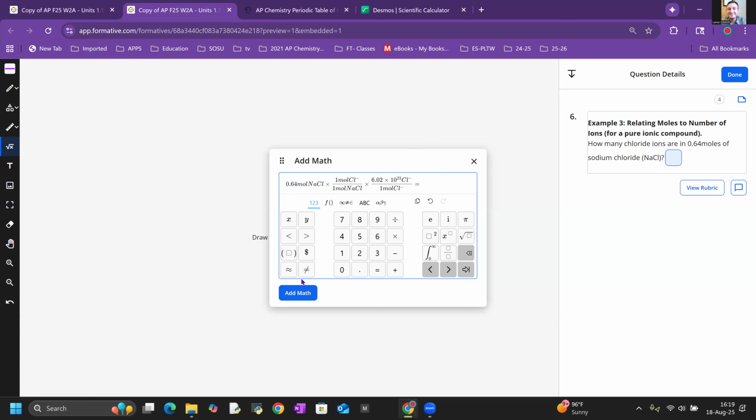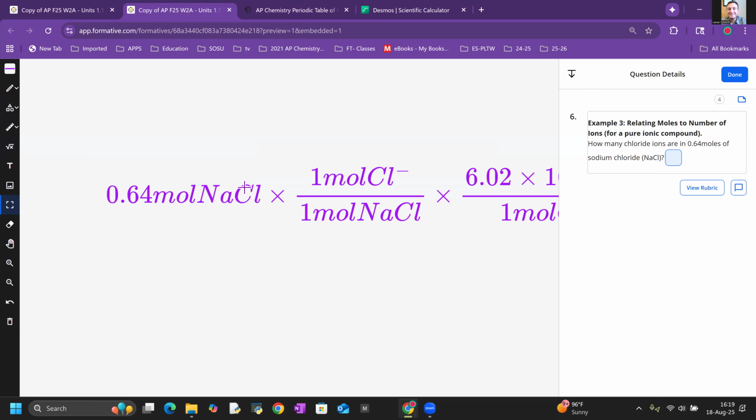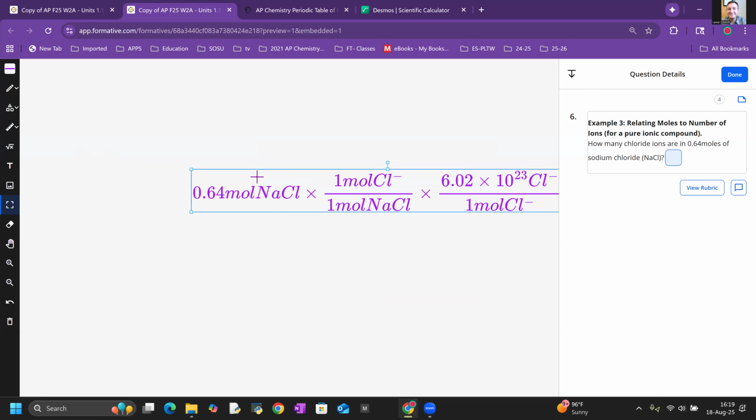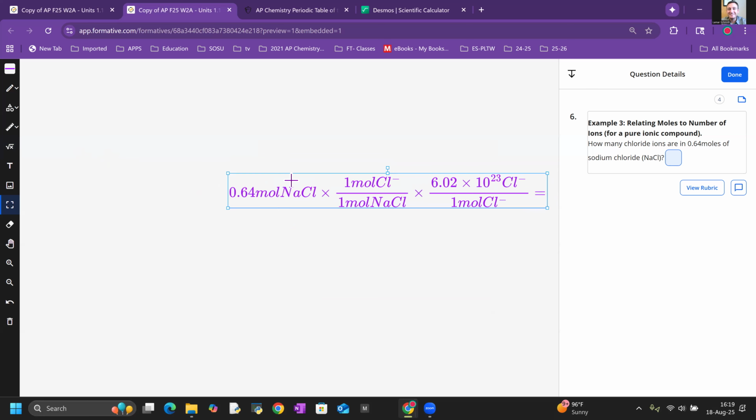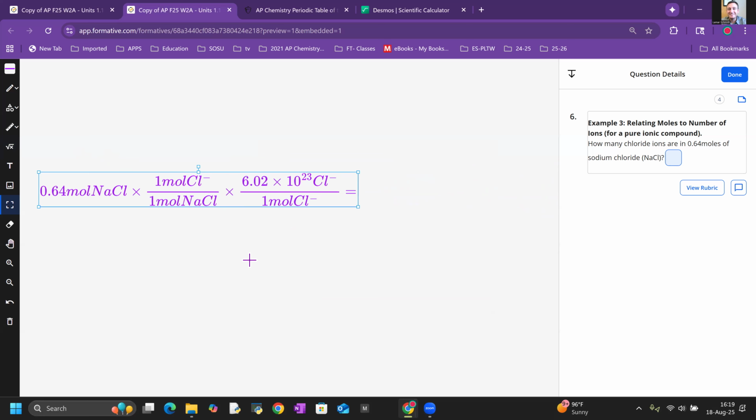And so here again, even though this is a 1-to-1 ratio, we still need to show this part, because if it were magnesium chloride, it would be MgCl2, and 1 mole of magnesium chloride would equal 2 moles of chloride. And so that would change this whole calculation. So just because it's 1-to-1, you can't just ignore it. We have to show that step. Make sure you know how that works, because not all the time is it going to be 1-to-1.